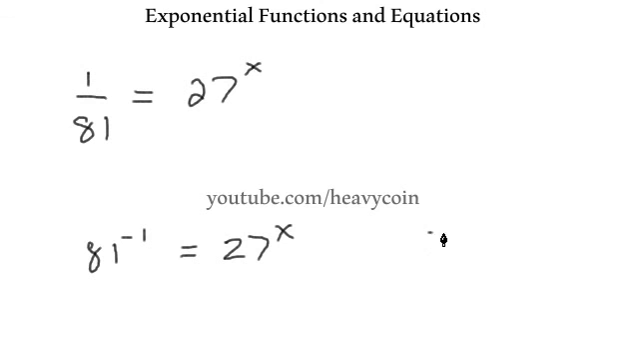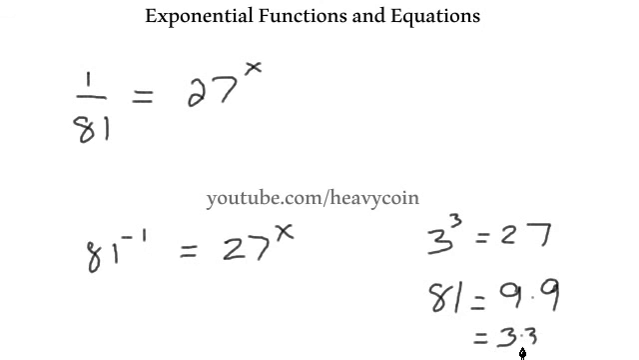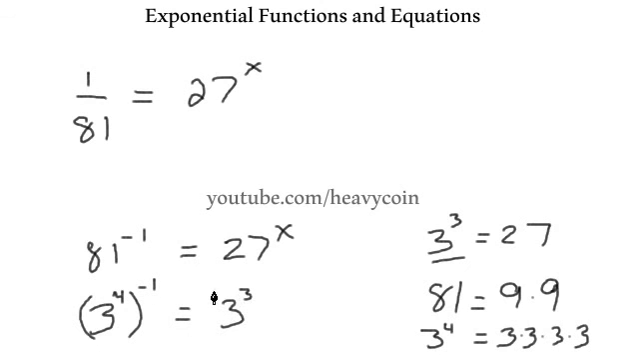Alright, let's look at this 27. We know that 3 to the third power is 27. And if we look at 81, we know that 9 times 9 is 81, but we also know that 3 times 3 is 9, and 3 times 3 is 9. So this becomes 3 to the fourth power. So we're going to be working with the bases of 3 here. So we have 3 to the fourth power. Remember, that's all raised to the minus 1. And then this one here, we're going to have 3 to the third power, and it's raised to the x.